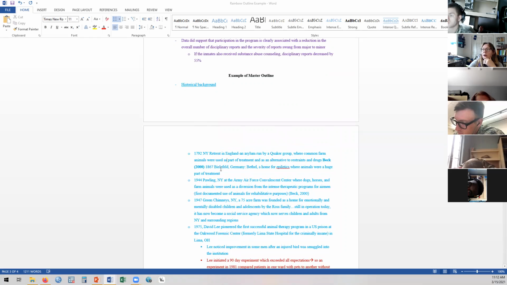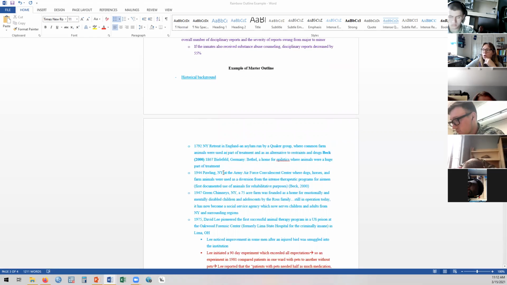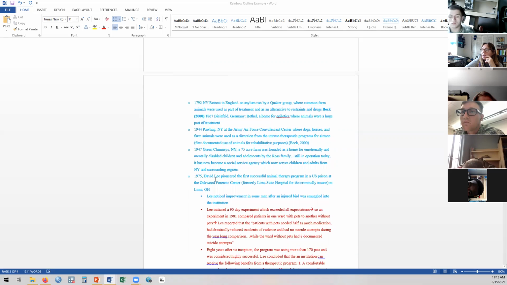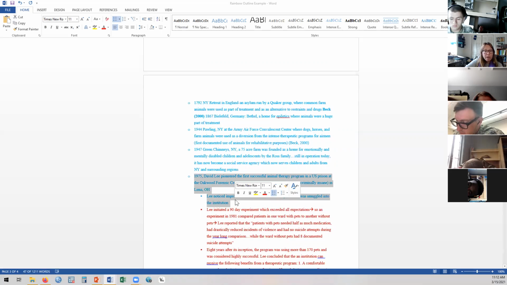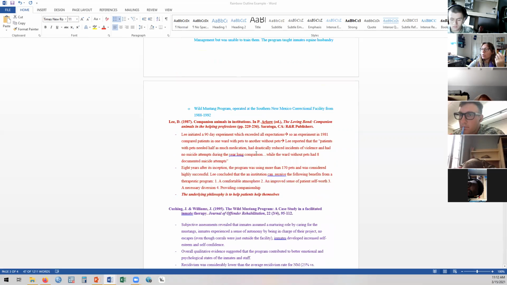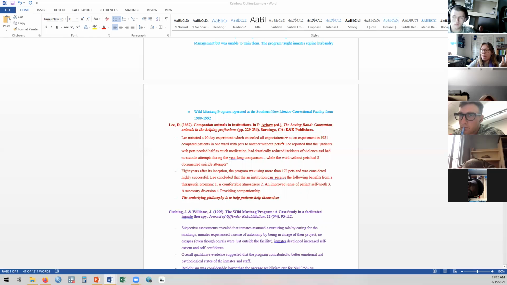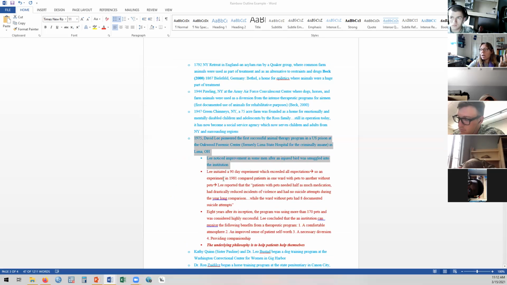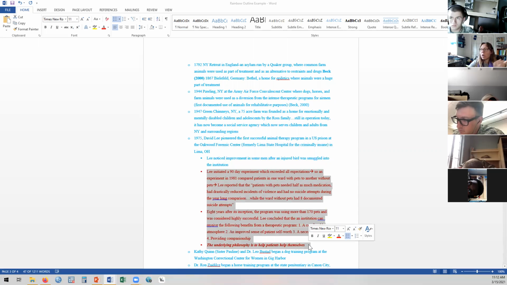So you can see right here, I started my master outline with a historical background, which came from that first blue source. But then you can see right here that I mentioned this first successful animal therapy program. And the blue source only had a little bit of information about that, but I wanted more information on that. So the red source is actually that article about that first successful animal program, which I pulled all about that specific program right here. And then when I'm discussing it in text, I included the red down here so that I would know to cite Lee 1975.